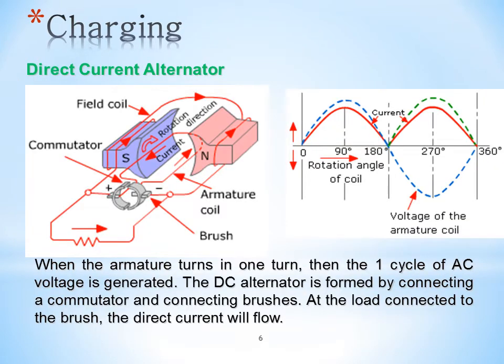Direct current alternator. When the armature turns 1 turn, then 1 cycle of AC voltage is generated. The DC alternator is formed by connecting a commutator and brushes. At the load connected to the brush, the direct current will flow.